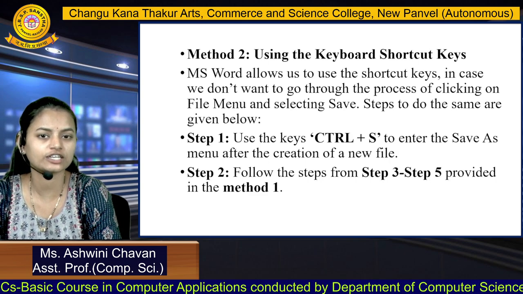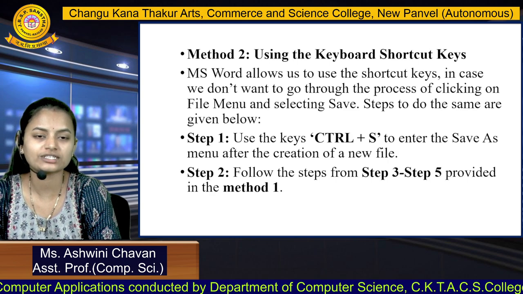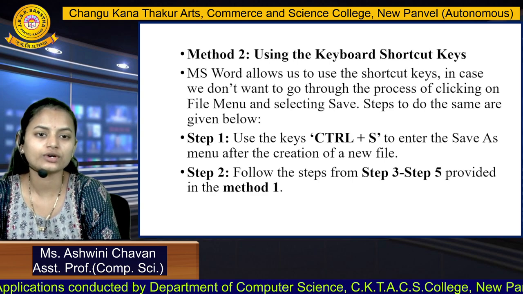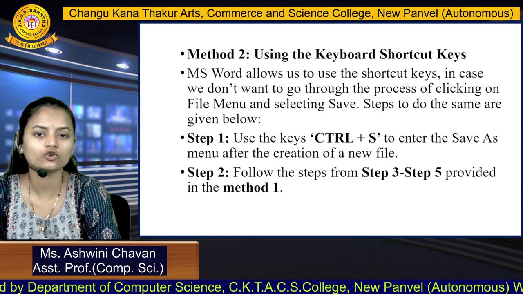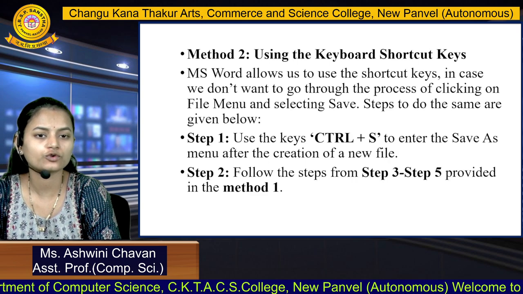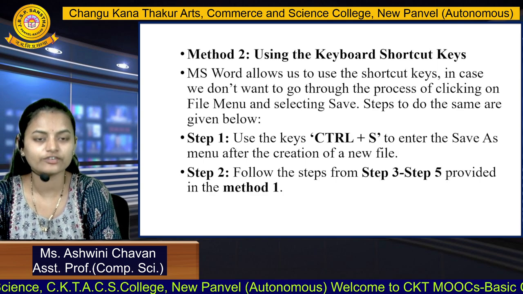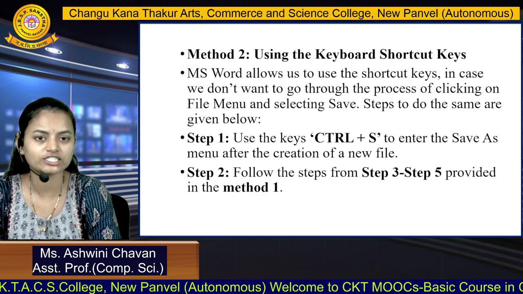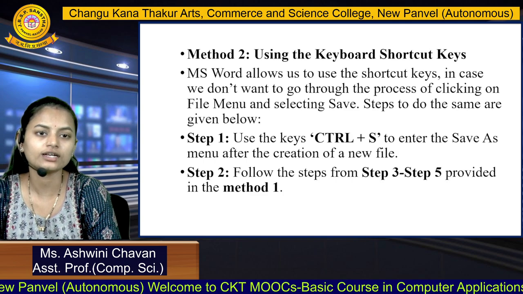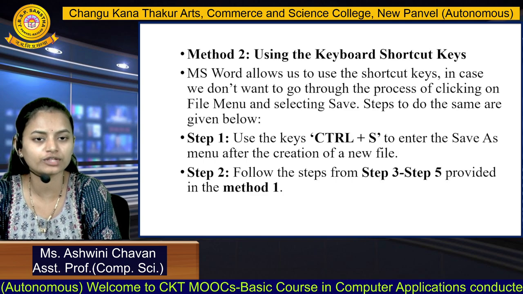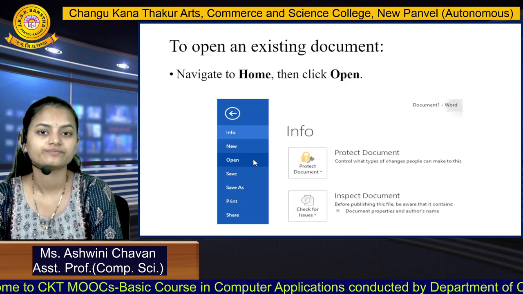So there are some steps given. First of all, we can use the option Control plus S to save the text in your document, or to enter the Save As menu after the creation of the new file. Next, step two, we just have to follow these previous steps. That means after using the option Save or Save As, we have to find the location where we want to save that particular file. Then we have to give a name to that file. Then our file will be saved in our computer.